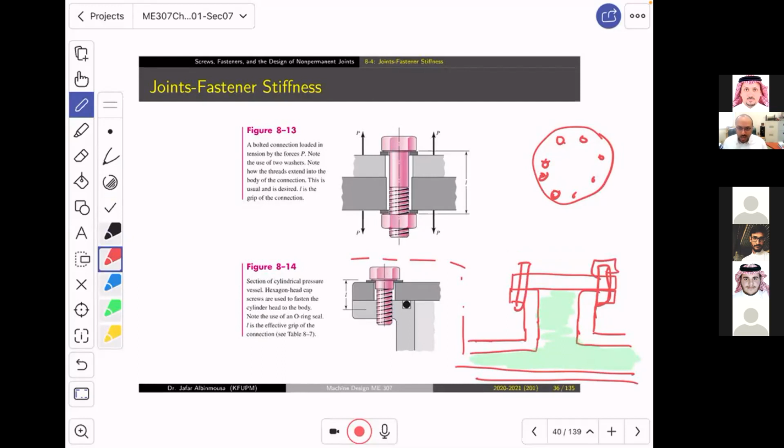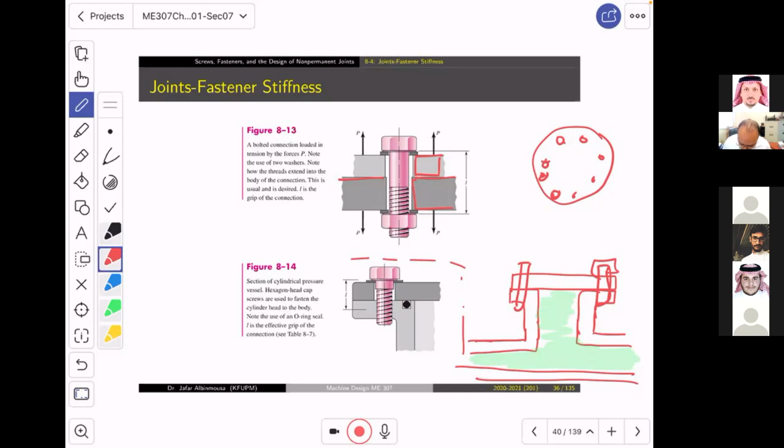Now, there are two ways to clamp this. The first one is to bolt up. This is the flange and this is the pipe, two pieces, different colors. They can be made from different material. And if you are lucky, as we will see, they can be made from the same material. Most of the time, the same material.